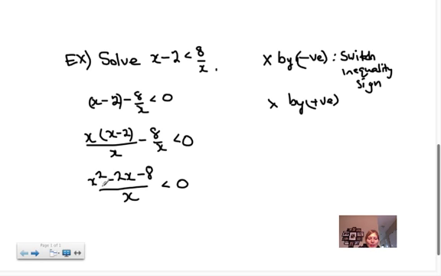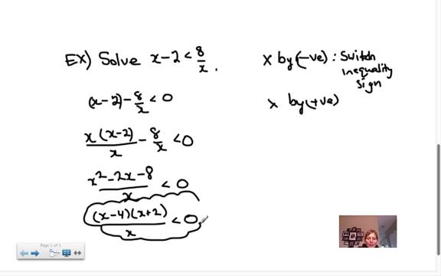Okay, what I can do at this point is factor the numerator. I can ask what multiplies to negative 8 and at the same time adds to negative 2. And that's going to give me x minus 4 times x plus 2, all over x, is less than or equal to 0. Okay, so now we've got this form here, which is equivalent to the one up here. They're the same thing, but we just gathered our terms together so that I could get a 0 on one side.